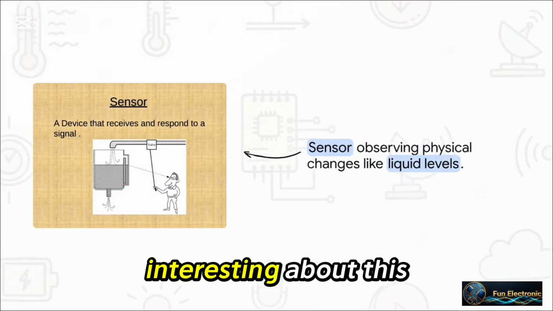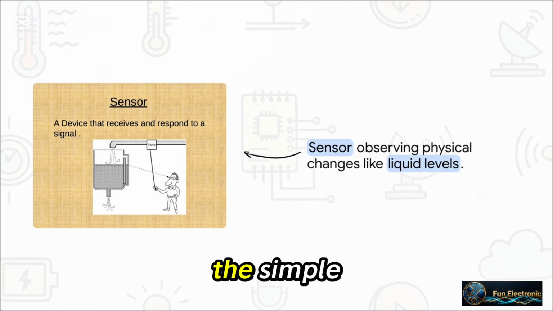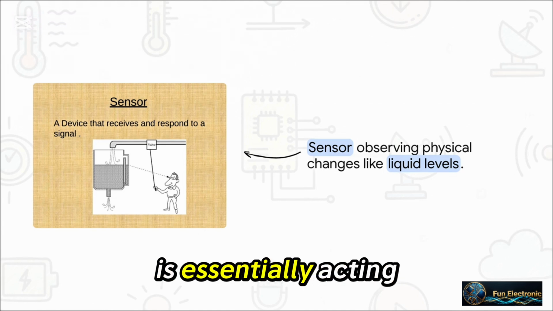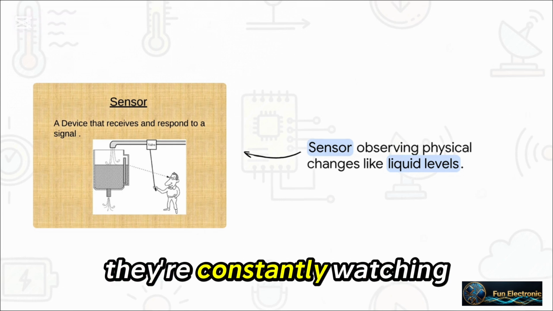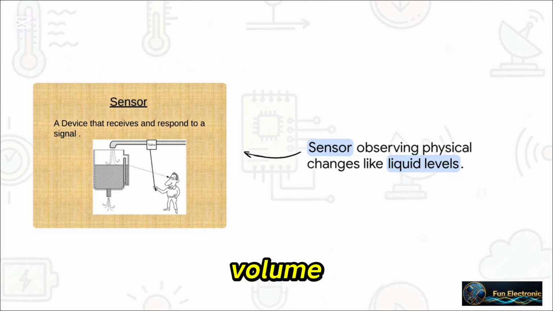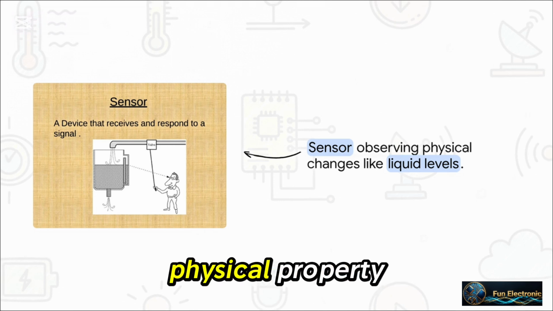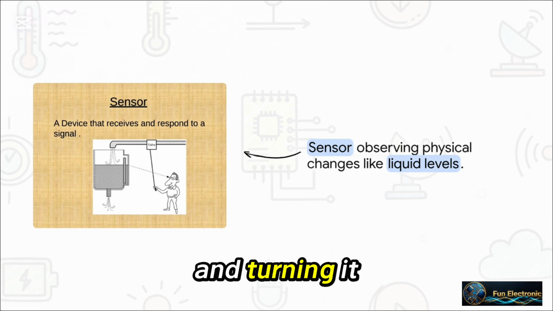Now, what's really interesting about this slide is how perfectly the simple water system visualizes the whole concept. The observer here is essentially acting as the sensor. They're constantly watching the physical change in the liquid's volume to trigger a response, like adjusting a valve so the tank doesn't overflow. It's taking a physical property, the rising water, and turning it into actionable, practical information.